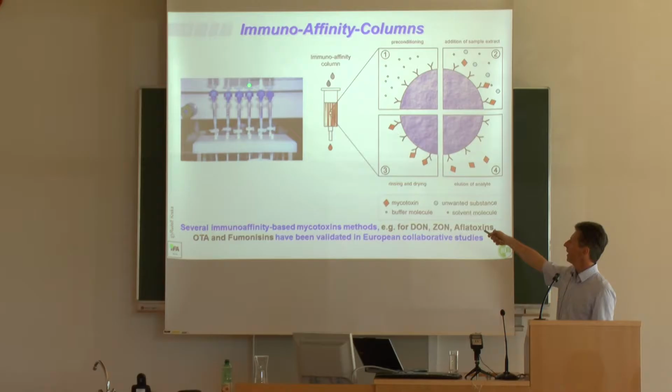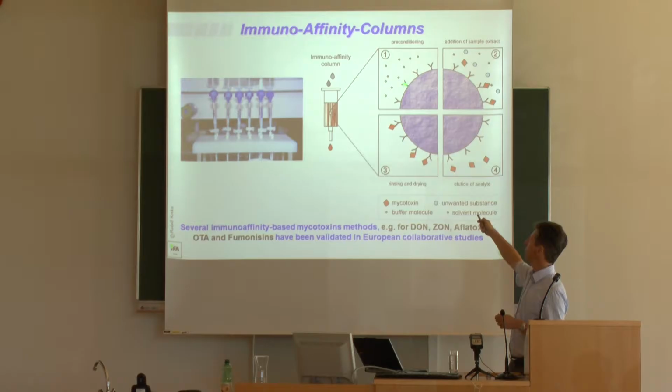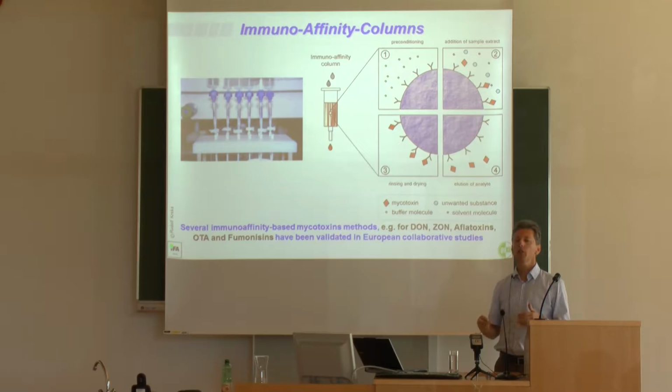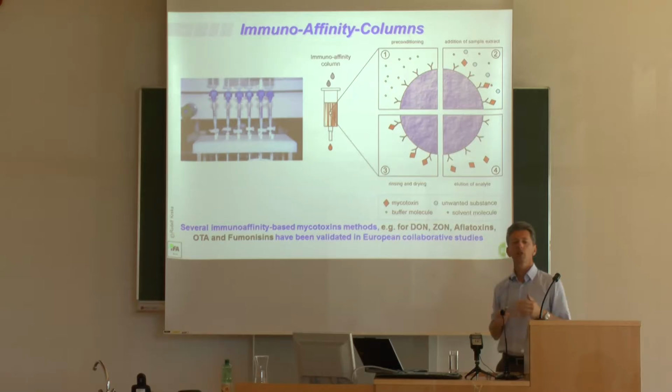You have again a plastic housing in which, in this case, Sepharose or agarose is immobilized, containing antibodies which are specific for certain mycotoxins, for instance specific aflatoxin antibodies. You first perform a preconditioning of this column to make the antibodies active again, so that they can rearrange themselves in the solvent. Then you add your sample extract, which contains matrix components here in blue, and in red your mycotoxin of interest. Then you perform a rinsing and a drying step, so you get rid of all the matrix components which are still dissolved in your column.